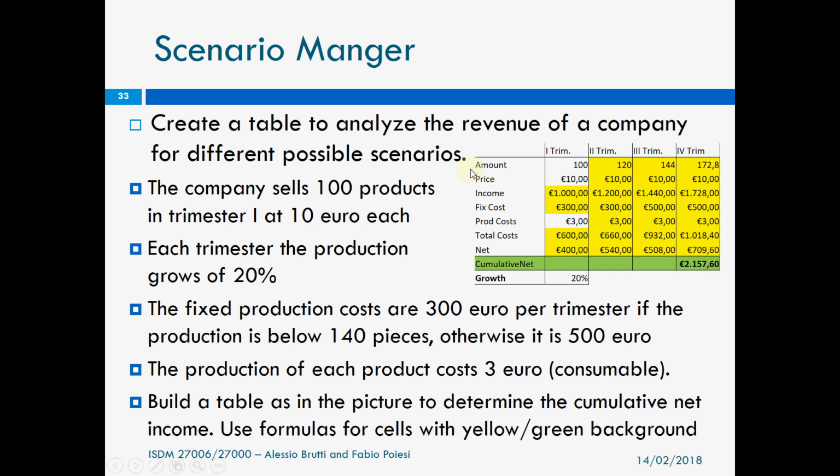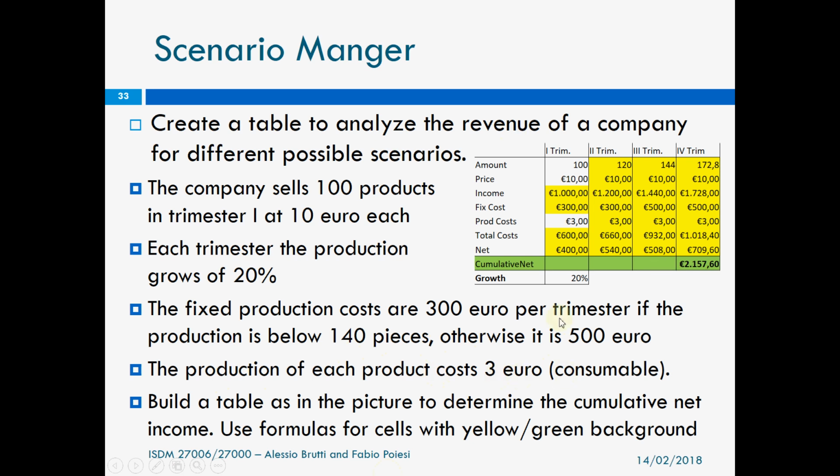So basically, we want to analyze the revenues for each trimester. We know that the company during the first trimester sells 100 pieces at 10 euros each, and we know that the production grows by 20% every trimester. In addition, we know that the production has some fixed costs that are 300 euros if the production is below 140 pieces, otherwise it is 500 euros. The production of each product costs 3 euros in consumables.